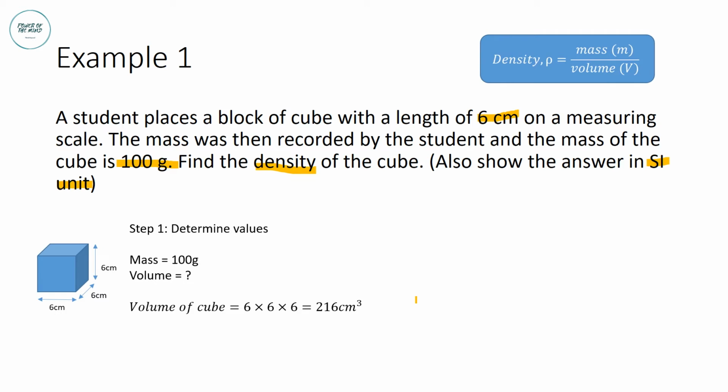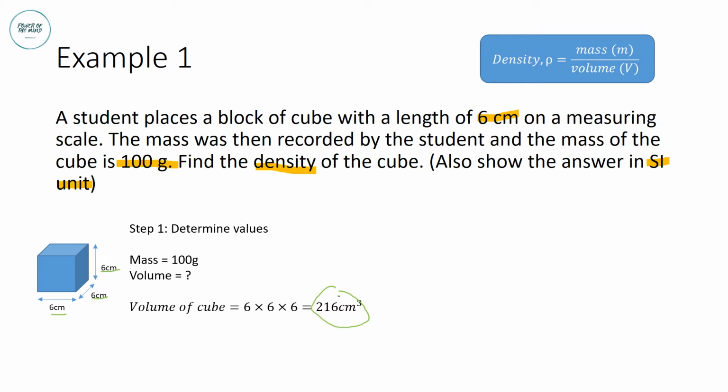So what we have to do, you have to determine the volume of the cube. So how do we determine the volume of the cube? So the cube has equal lengths. The length, the width, and the height is the same because it's a cube. So that's the general principle of a cube. So the volume of a cube is the length times width times height. So 6 times 6 times 6, you'll get 216 centimeter cube, which is the volume, and the mass is 100 grams. Okay, so now you have the mass, now you have the volume.